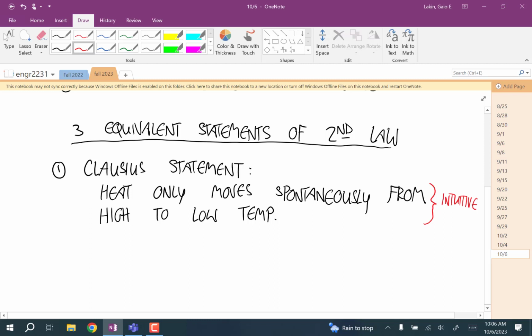You never in the winter open the door and have the temperature go up in your house, you know what I mean? That's what this is saying: energy only transfers from the higher temperature to the lower temperature.